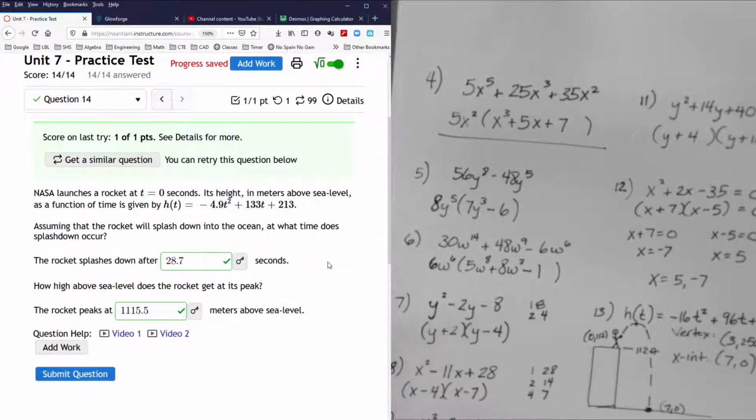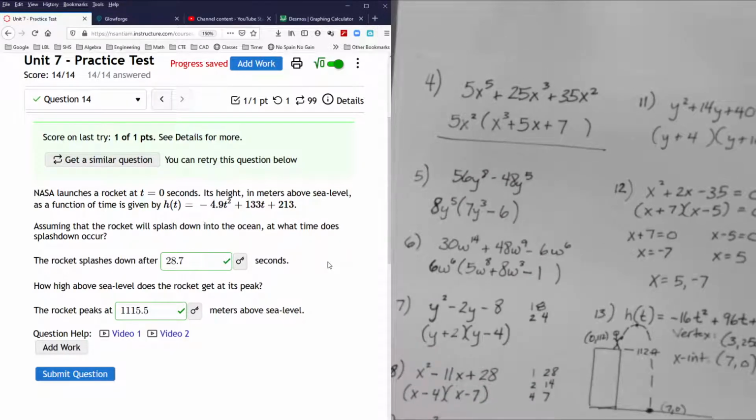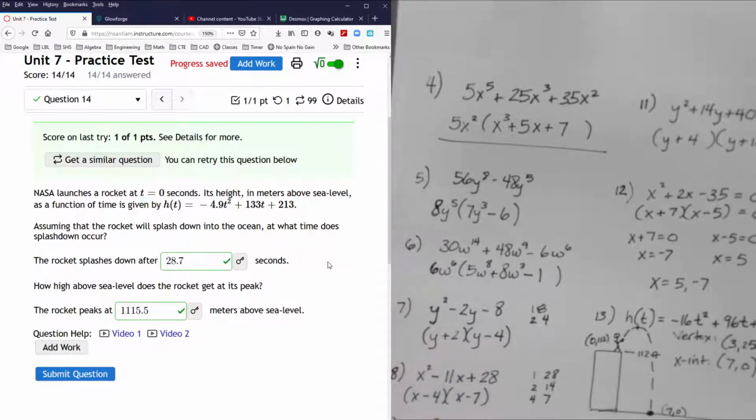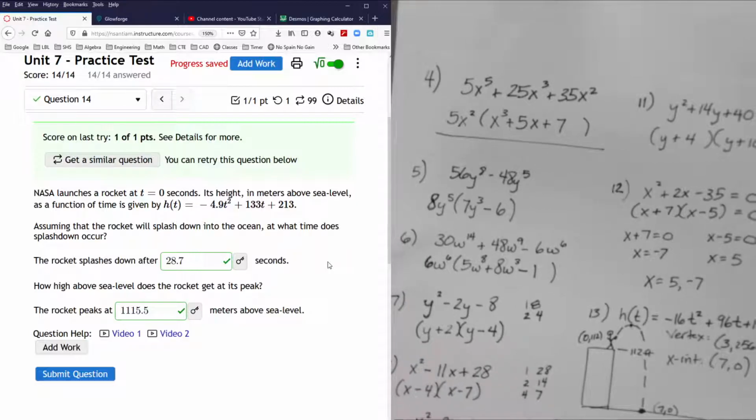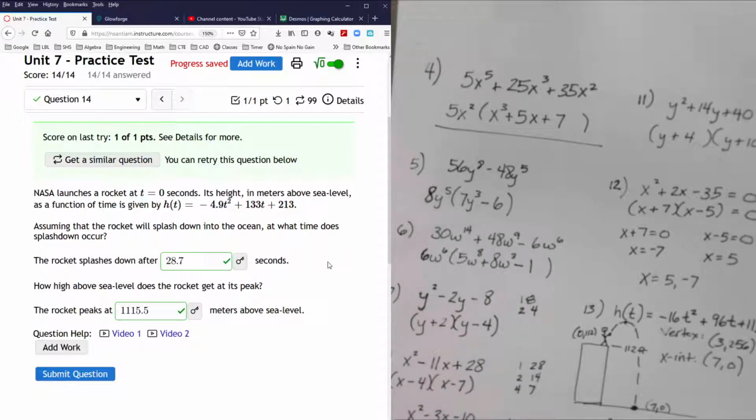On problems 1, 2, and 3, if I was submitting work, I would probably draw those graphs, or do a screen capture of them, and just show those points.